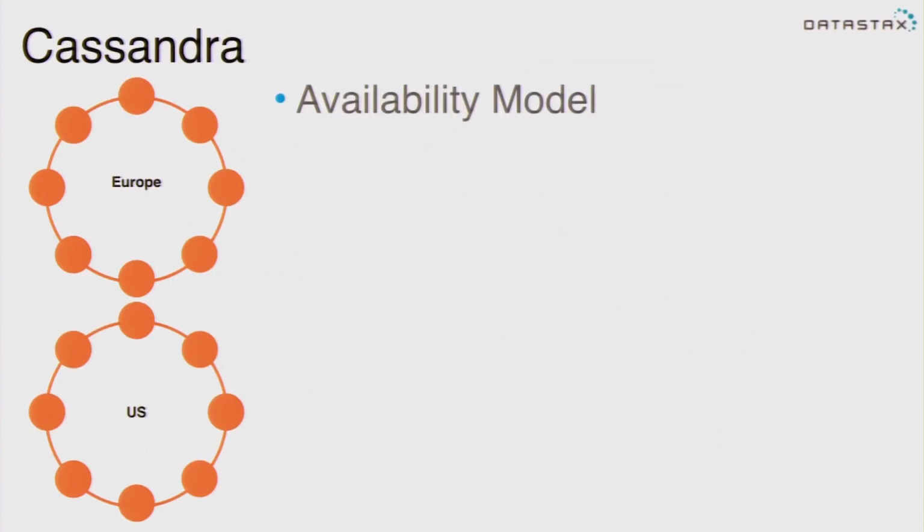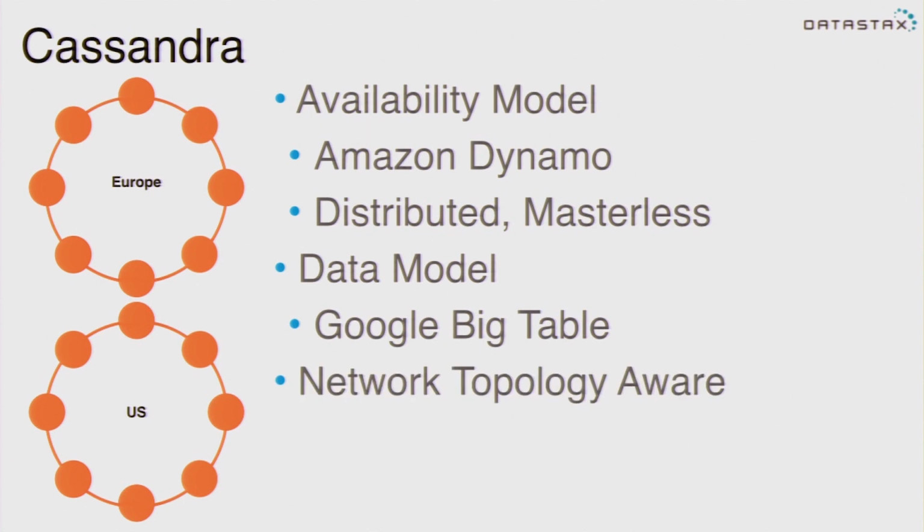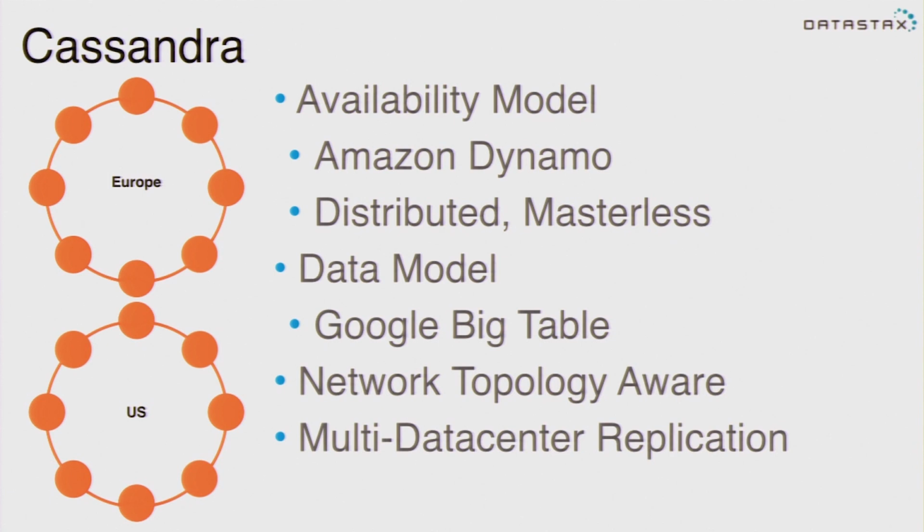With Cassandra, the availability model is from the Amazon Dynamo paper. If anyone has ever read that, it's a good read. It's distributed and masterless, and the data model comes from the Google Bigtable work. It's network topology aware, with multi-data center replication.